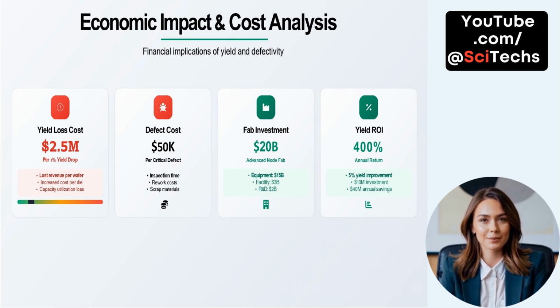Building and operating a leading-edge fab requires a massive $20 billion investment, including $15 billion for equipment, $3 billion for the facility, and $2 billion in R&D. However, these high costs can be justified by impressive returns. A modest 5% improvement in yield from a $10 million investment can generate $40 million in annual savings, delivering a 400% return on investment. This highlights the immense value of precision, innovation, and defect control in modern fabs.